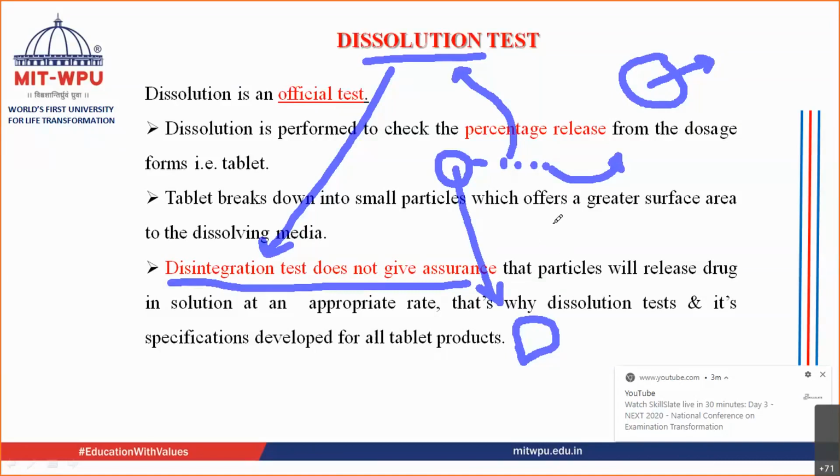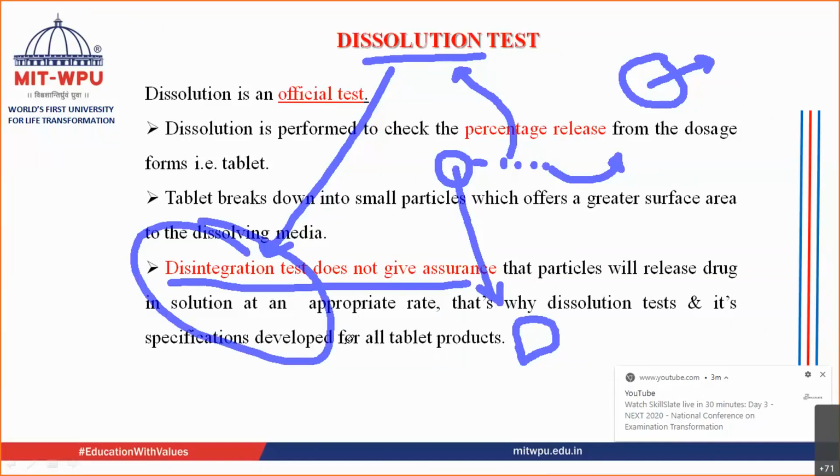I am talking about the normal uncoated tablet. 70 to 80% of tablets are in this category, which are uncoated compressed tablets. For them, the tablet first has to disintegrate and then it is going to get dissolved. But after doing the disintegration test, there is no guarantee that the drug is going to get released. Then the question arises, ये क्यों करना है? और आपको dissolution test ही करना है तो disintegration test ही क्यों करें?